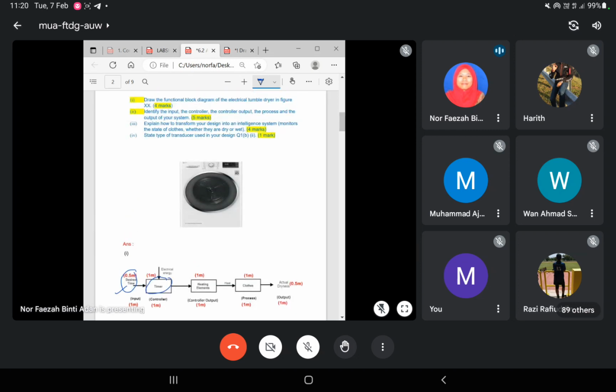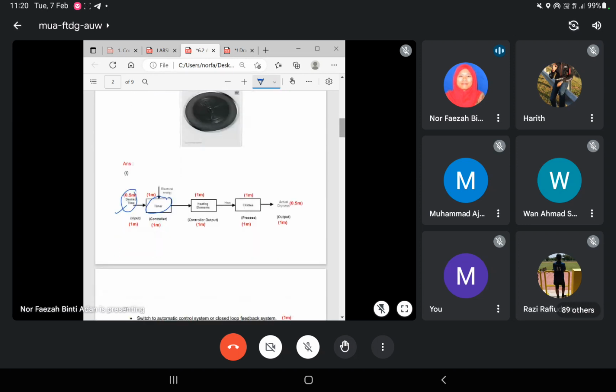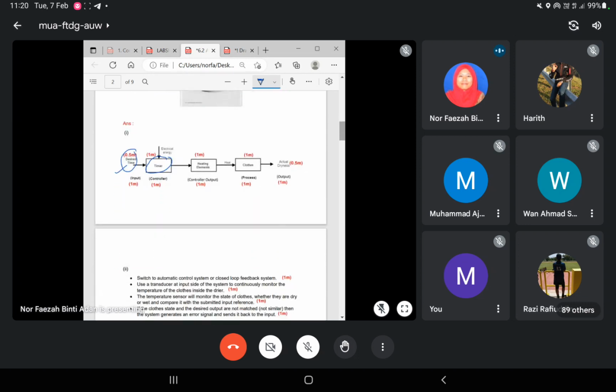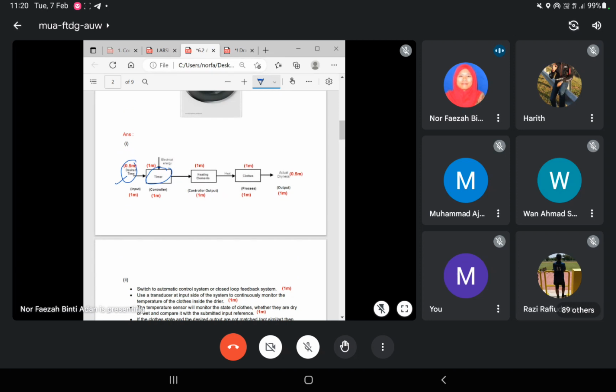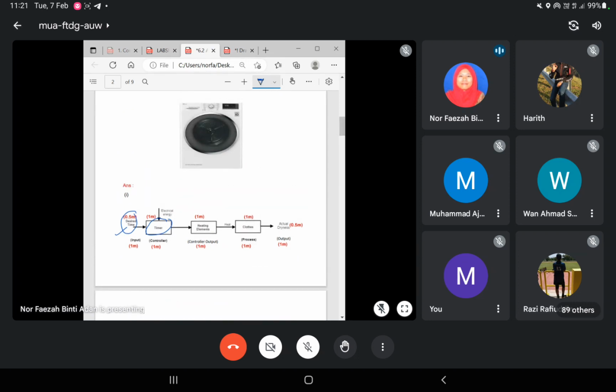And then question number 2 dia again identify input, controller, output, process and output of your system. Bentuk soalan yang sama. After you have drawn your block diagram, you're gonna mention what are the components. Okay, so input is desired time. Controller kat situ it states as timer. And then your controller output is your heating element. And then the process involved is cloth or drying your clothes. Okay. Your output is dried clothes lah.